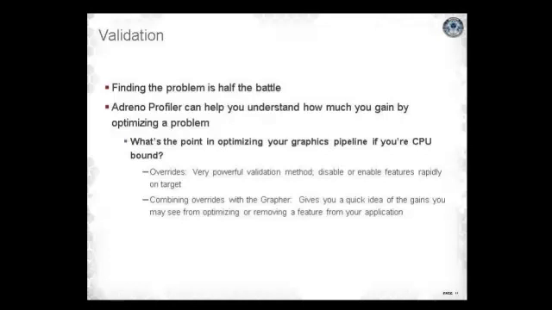So for instance, if you identify early on in the process that you're CPU bound, spending a lot of time on GPU-specific optimizations isn't going to save you anything because the benefit of those will never be realized. So one of the tools that Profiler gives you to validate your changes is these overrides. So you can very quickly turn features on and off and see what kind of an impact they have on performance. So using these overrides in combination with the graph remote gives you a really quick and powerful way to test out your changes.